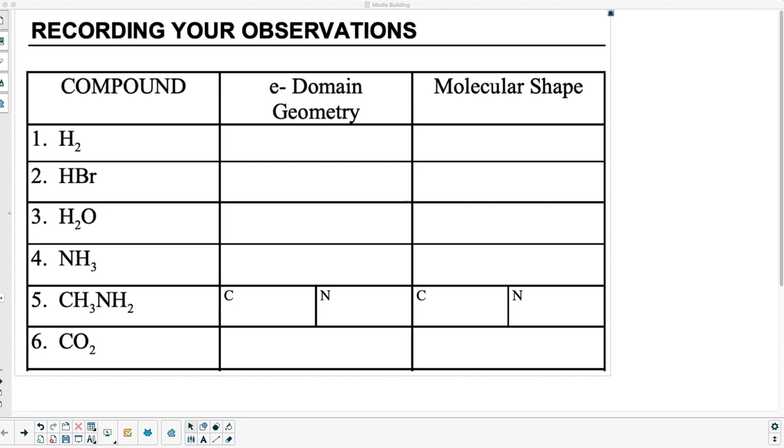So this is the model building assignment. For the online kids, you are not going to be taking pictures of the models you build, because I can't get the model kits to you, but those hybrid students that are going to be working in class can take pictures of the four.